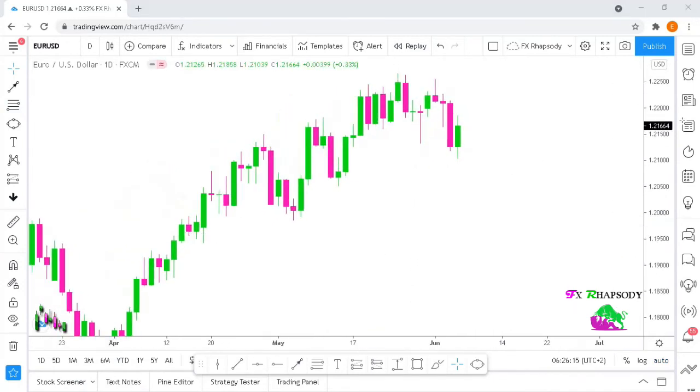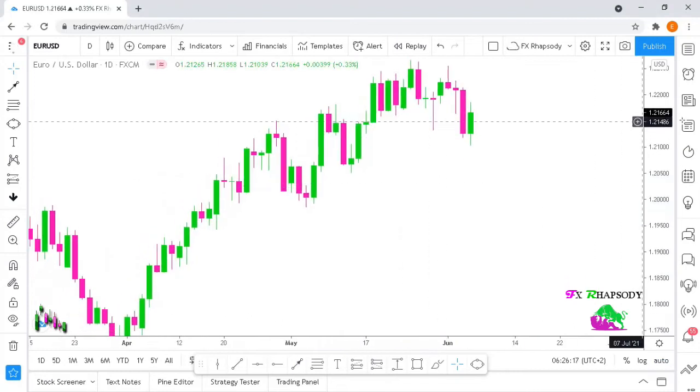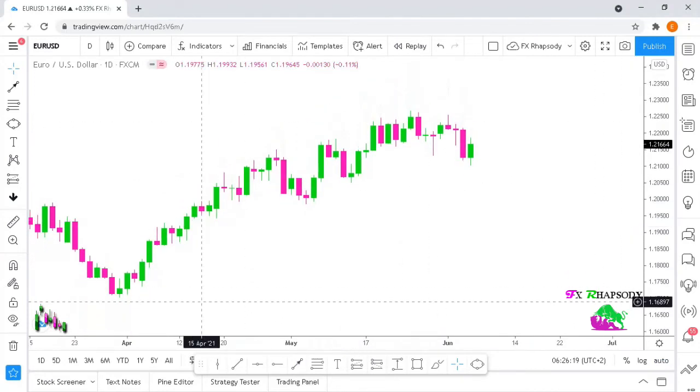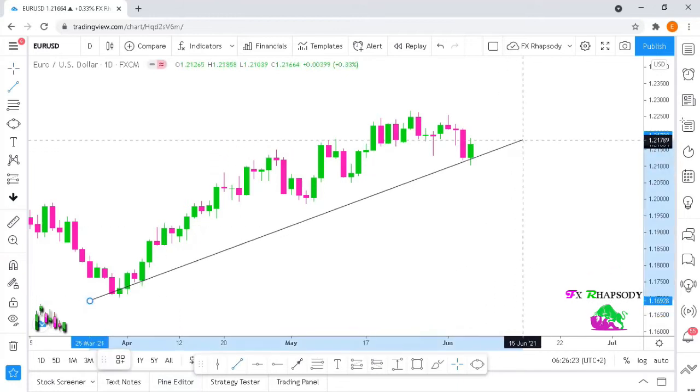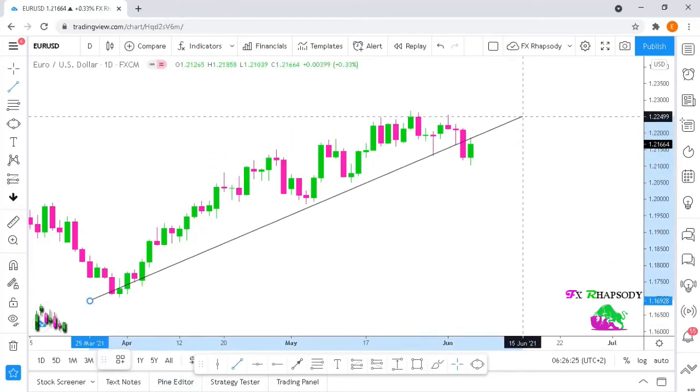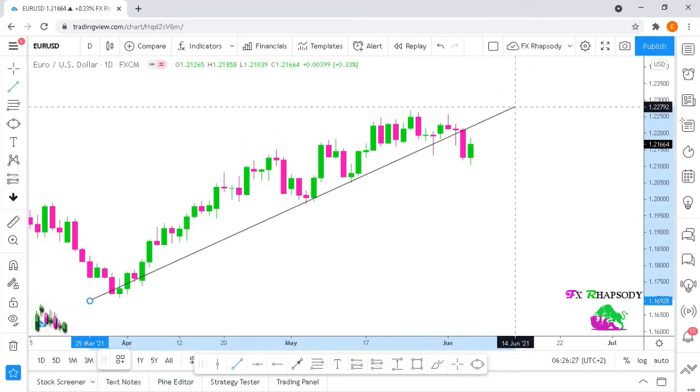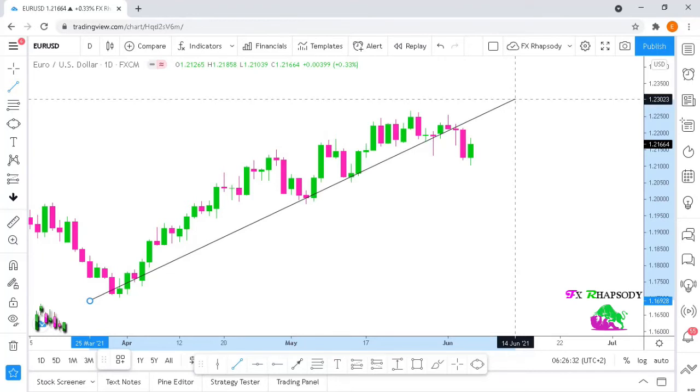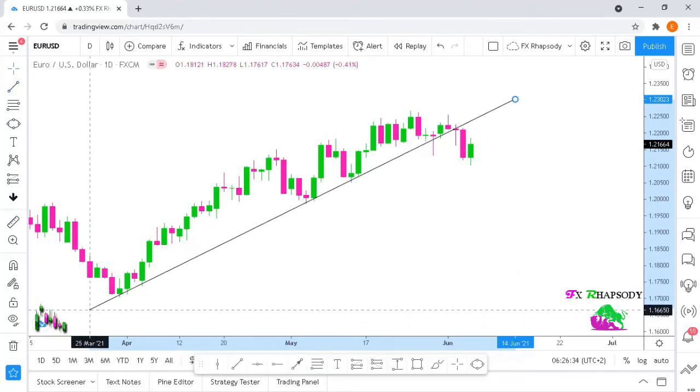There we go. Let's just expand this a bit. I just wanted to draw my trend lines quickly. You can see that the euro has been moving basically in a trend line, or in the zone basically. Just wanted to draw this better. There we go.